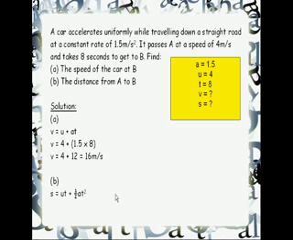So we're going to use S equals UT plus half AT squared here. So S, displacement, is equal to U 4 times T 8, plus a half times 1.5 times 8 squared, which is 64. Multiply all that and you would get that the displacement is 80 meters.